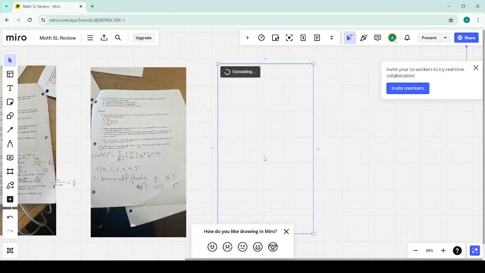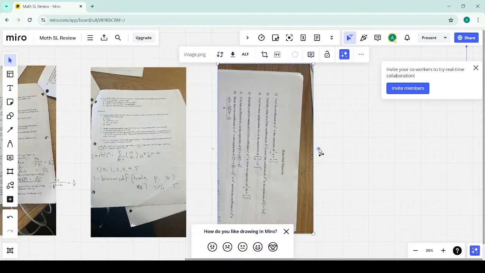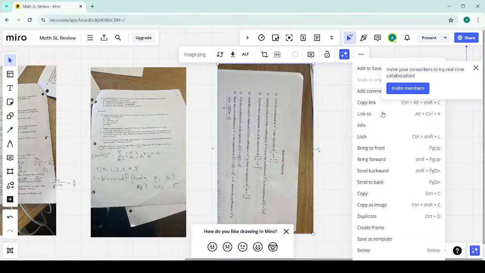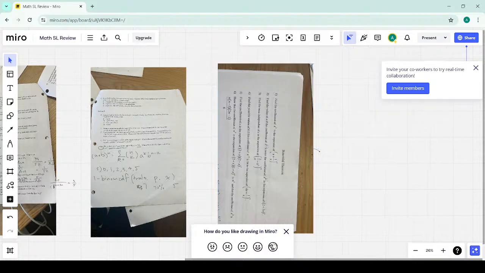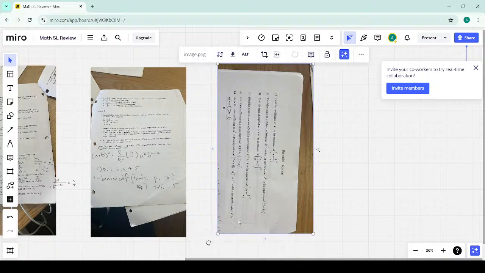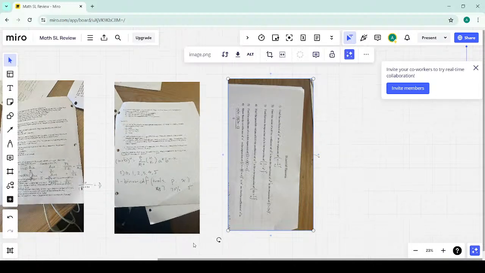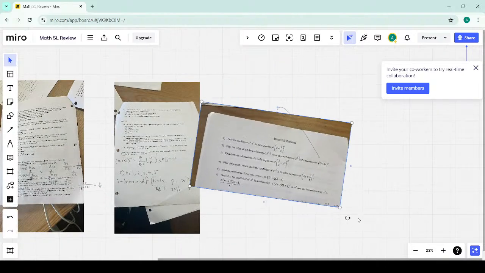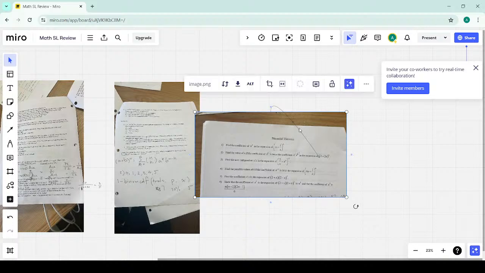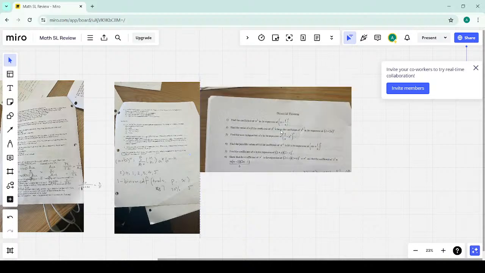So, rotate this around. How do I rotate this? You rotate this image. Oh, there we go. Okay.